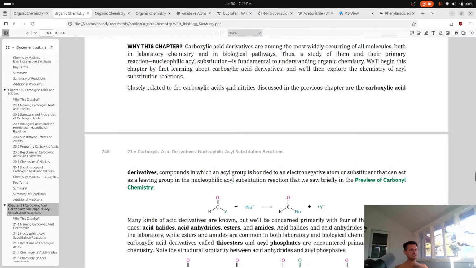Closely related to carboxylic acids and nitriles discussed in the previous chapter are the carboxylic acid derivatives, compounds in which an acyl group is bonded to an electronegative atom or a substituent that can act as a leaving group in the nucleophilic acyl substitution reaction we saw briefly previously. Acyl group is R.